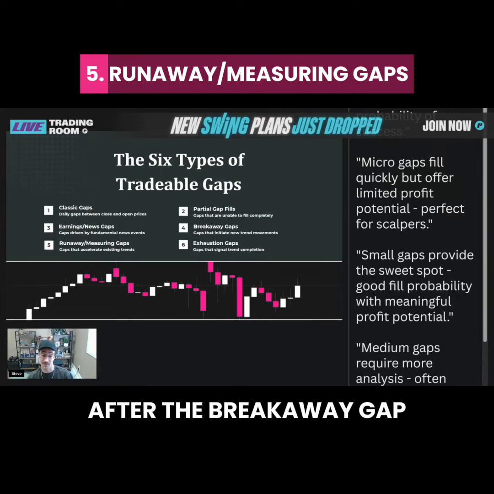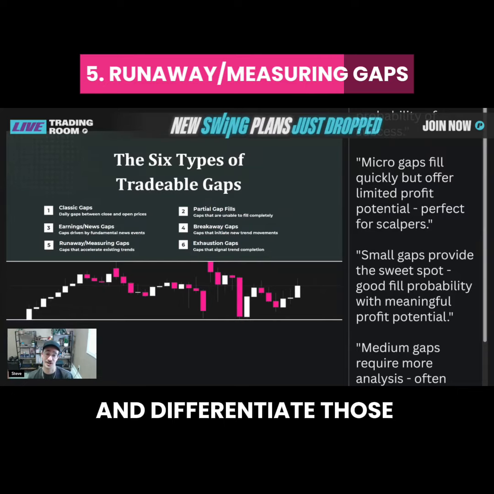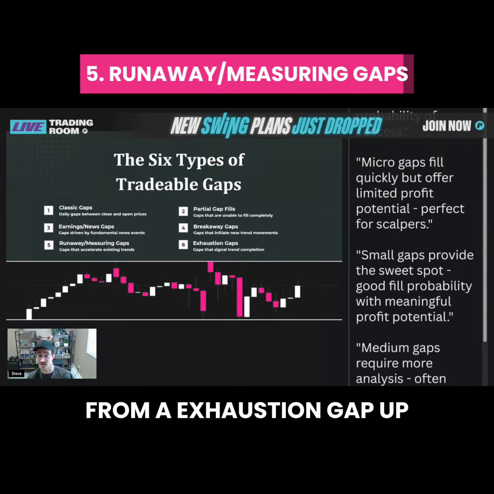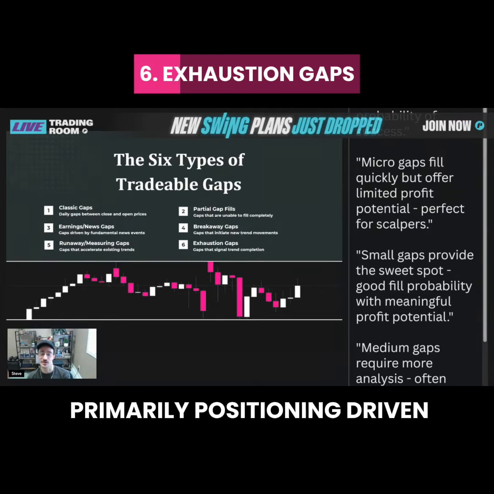After the breakaway gap, often you'll get runaway gaps or measuring gaps. And these are essentially continuation moves, and they accelerate existing trends. Differentiate those from an exhaustion gap up, which we might have seen on NVIDIA. Exhaustion gaps are essentially gaps that signal a trend completion. They are essentially primarily positioning driven.